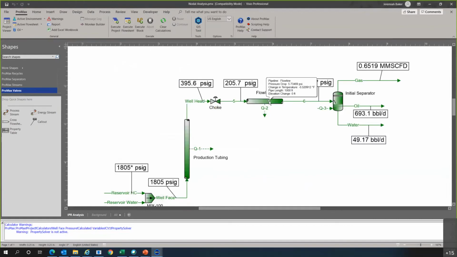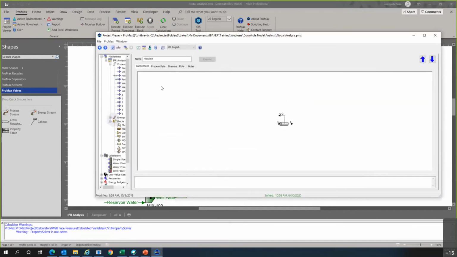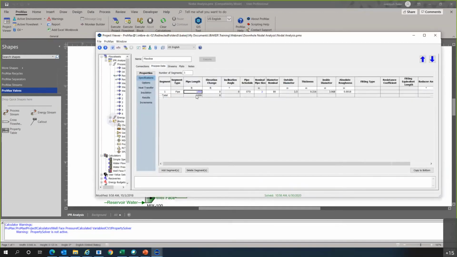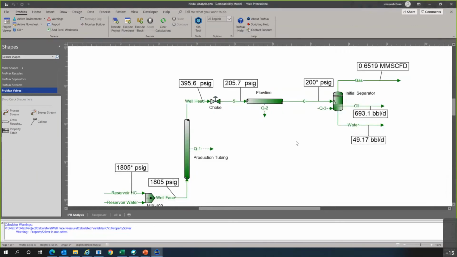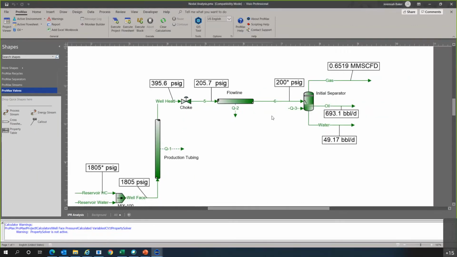Then from there, we have our flow line. Once again, it's just a pipeline block. We can go in and say that it's 1,000 feet of piping, give it its size. If you have more bends and turns that you want to add, you can add more segments and put in elbows and reducers, all that kind of stuff you can do here if you need to get that level of detail. And then we have our initial separator.